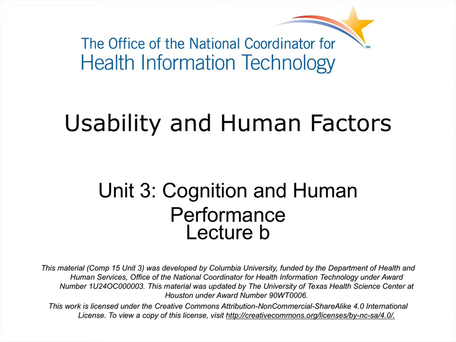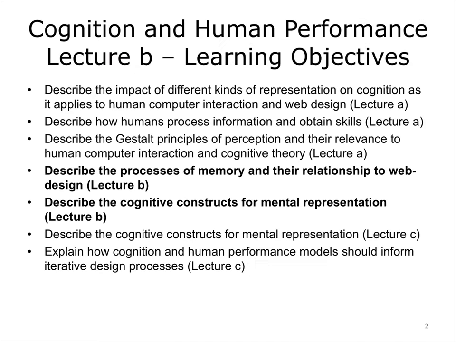This is Lecture B and continues the exploration of cognition and human performance. After completing this lecture, you should be able to describe the processes and structures of memory, describe the cognitive constructs for mental representation, including schemata and scripts.